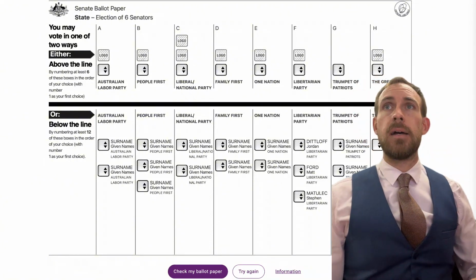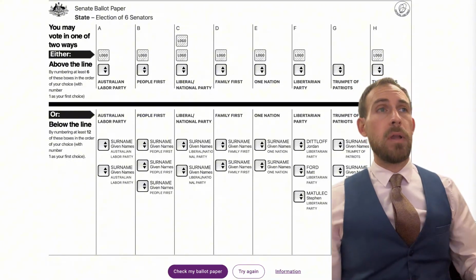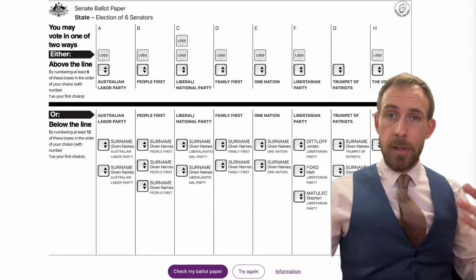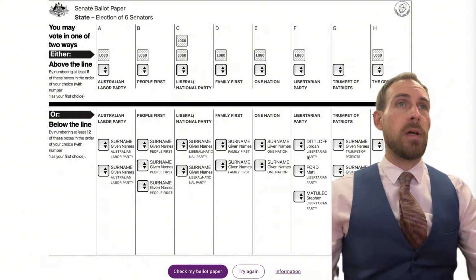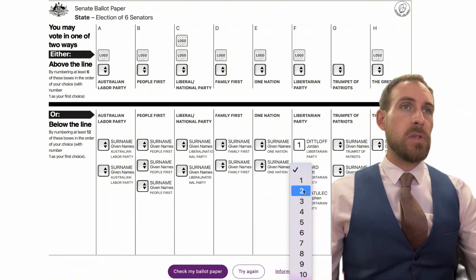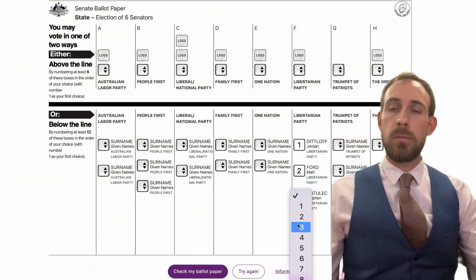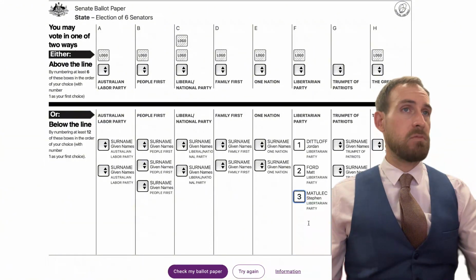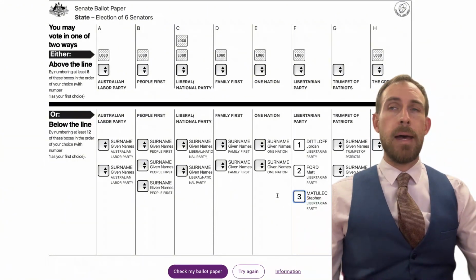which order. So whether you vote above the line or below the line, and I'm going to start voting below the line now as I'm talking to you, your preferences are yours. So you have complete control. No party or outside force determines where your preferences go.